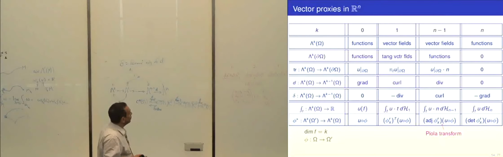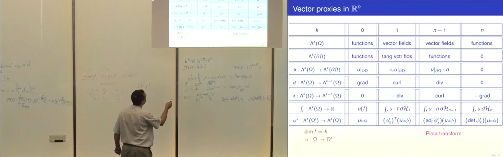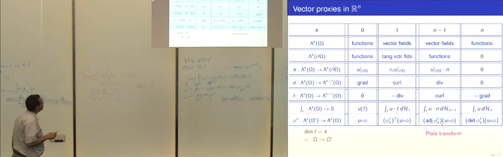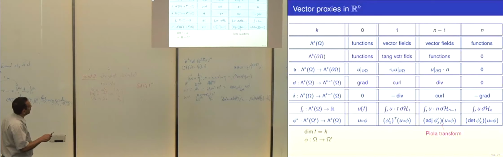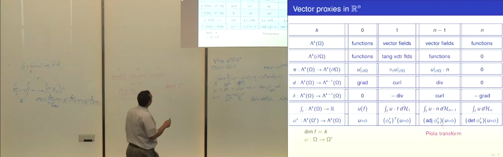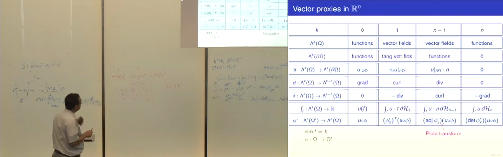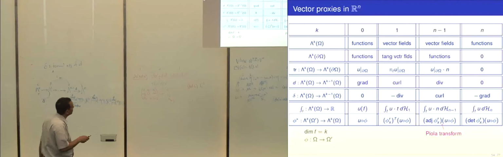Okay, and now let's look at the calculus using vector proxies in Rn. So we have vector proxies for 0 forms, 1 forms, n minus 1 forms, and n forms. So 0 forms, the algebraic guys are real numbers, vectors, vectors, numbers. So the differential guys are functions, vector fields, functions. On the boundary, 0 forms are functions. 1 forms are vector fields on the boundary, so tangential vector fields to the boundary. Now n minus 1 forms on an n-dimensional space, that's functions again. And n forms on an n-dimensional space is 0. N forms on an n minus 1-dimensional space is 0.